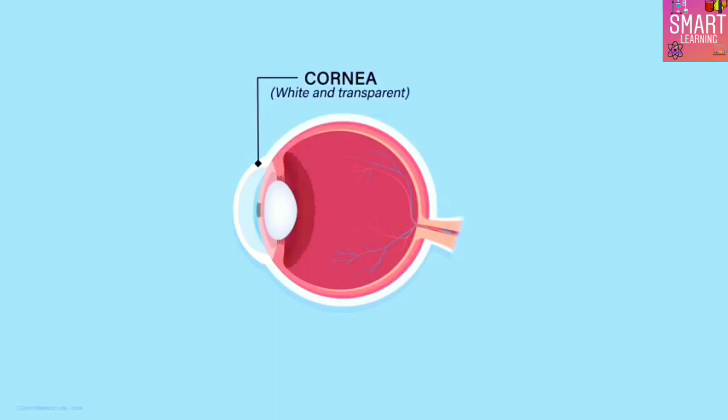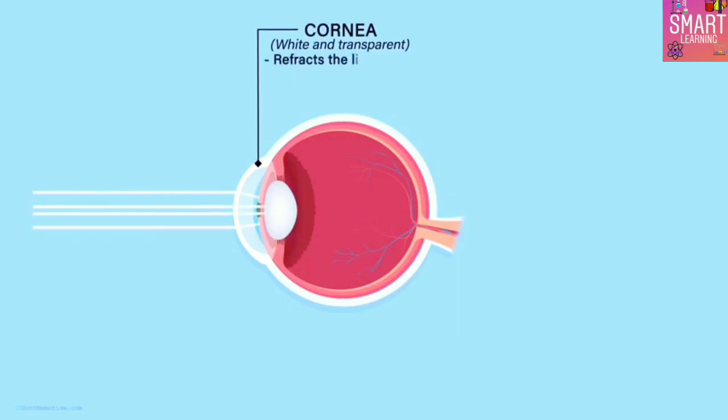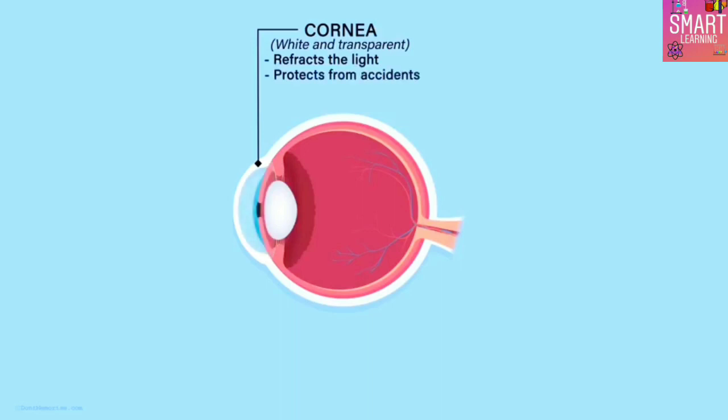In fact, the cornea refracts or bends the light passing through it, and much of the refraction inside the eye is done by the cornea. But wait, it not only refracts the light but also protects the inner parts of the eye. It acts like a tough front wall of the eye, protecting the interior of the eye from accidents, and also does not allow foreign particles to enter. Okay, this is all about the outer layer of the eye.